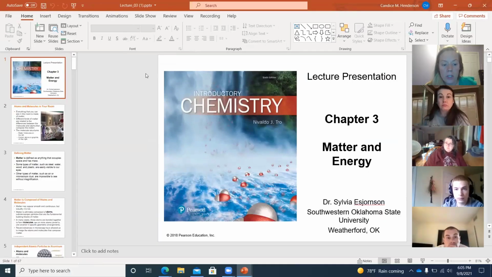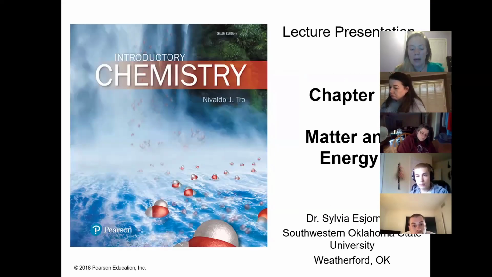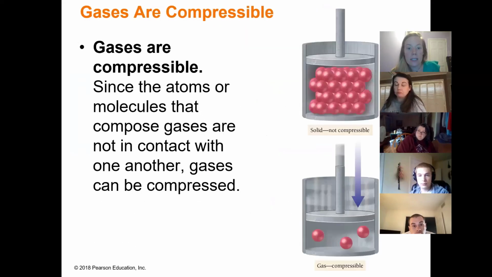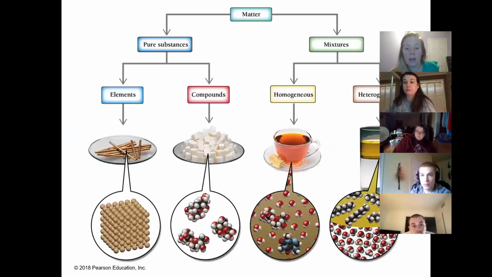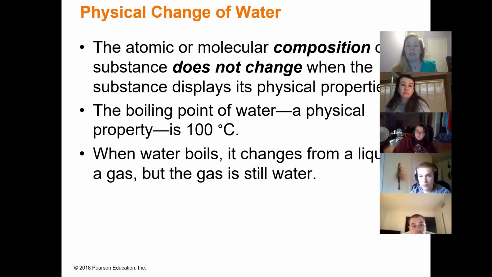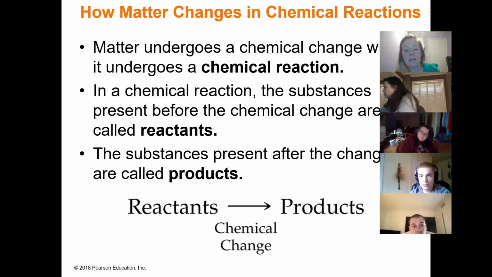We're talking about matter and energy. We got all the way through all the matter stuff: the different states, how we define matter as being either an element, compound, homogeneous, or heterogeneous. We went over physical properties and chemical properties, phase changes, and the basic structure of a chemical reaction.